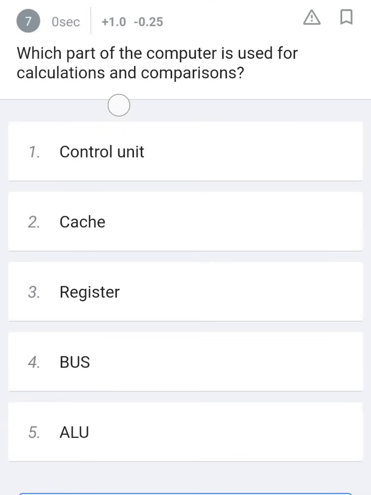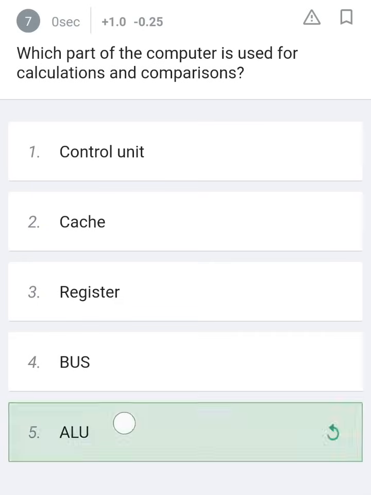Next question, which part of the computer is used for calculation and comparison? Calculation means plus, minus, multiply, divide. Is it control unit, cache, register, bus, or ALU? So it is ALU. ALU is the arithmetic and logical unit, which does plus, minus, multiply concepts.